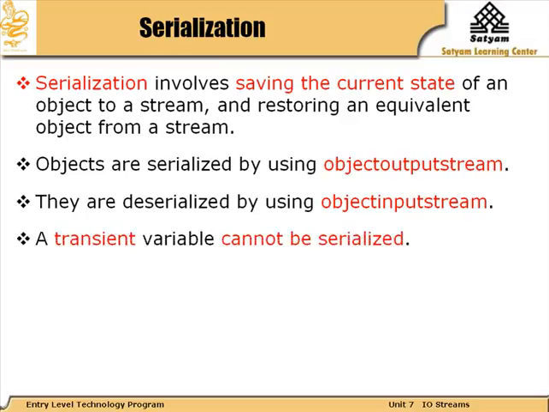A transient variable cannot be serialized. If you can recollect, we have been talking about transient and volatile in Unit 1 of Java Virtual Guru. And I promise to once again talk about transient and volatile in Unit 7, that is Java IOs. As the statement says, transient variables cannot be serialized. That is, their values do not get persisted.